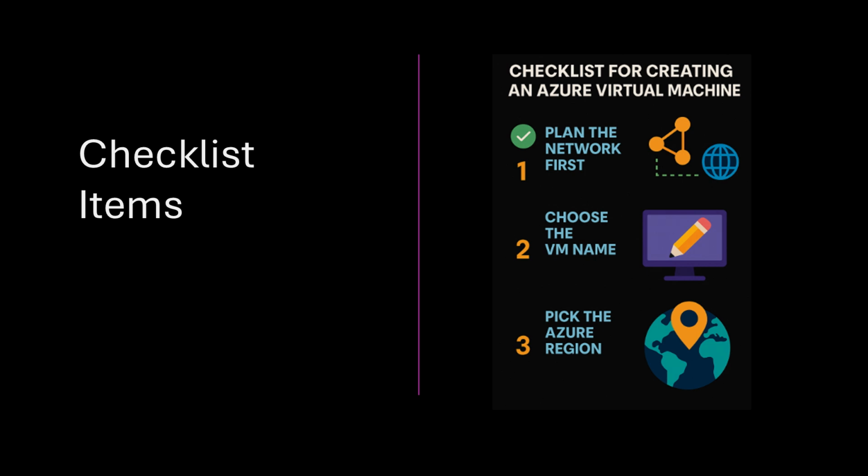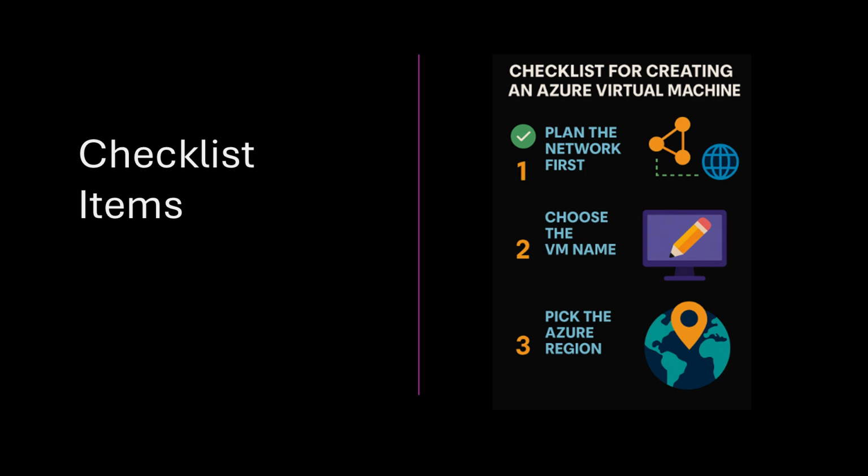Once your network is in place, it's time to name your VM. This name serves two roles. It's both the operating system's computer name and the Azure resource name. Keep in mind the character limits, 15 characters for Windows and 64 for Linux.